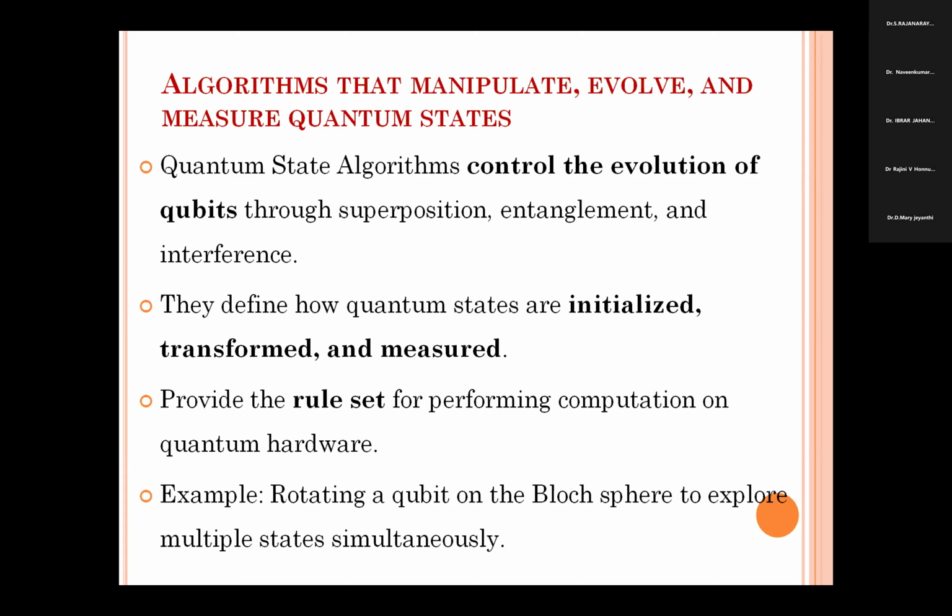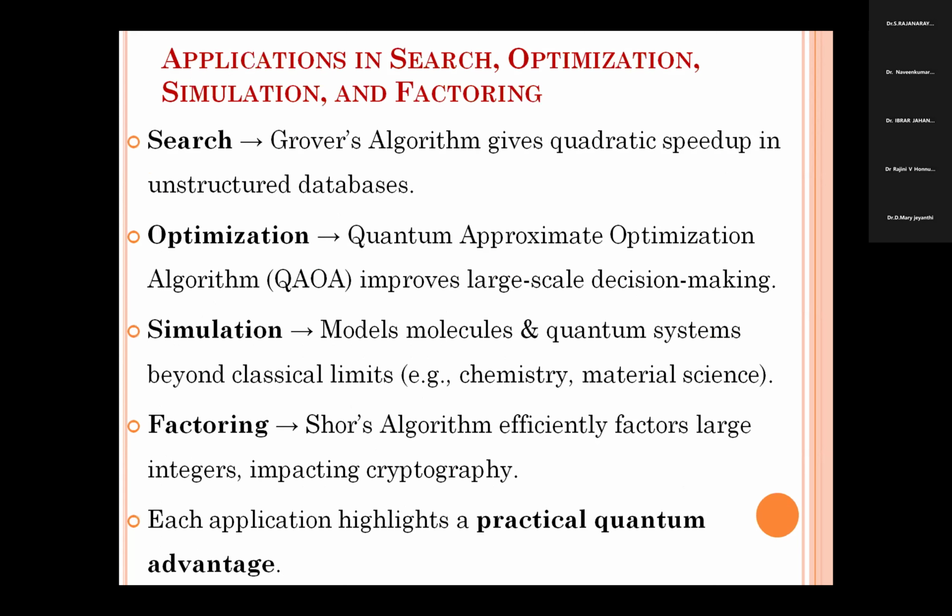Then, for example, rotating a qubit on the Bloch sphere to explore multiple states simultaneously. Why? We already talked about this: the qubit has to define multiple states. Multiple states means 0, 1, and both zeros and ones are used to make up these functions. Then, applications in search, optimization, simulation, and factoring.